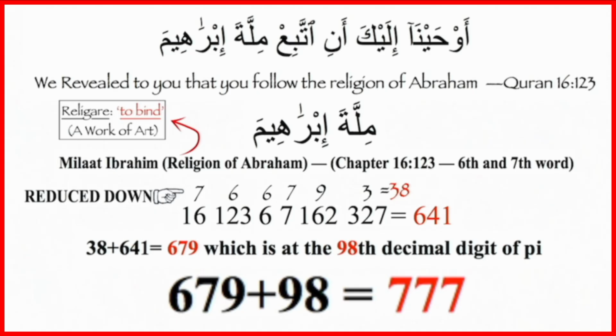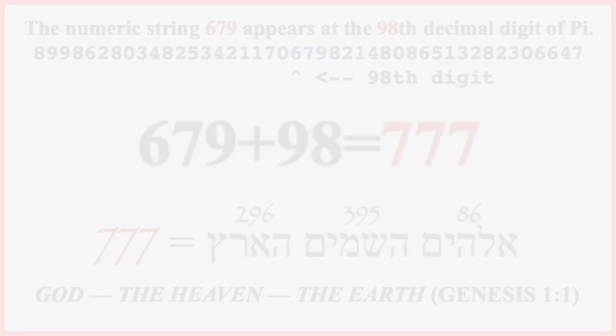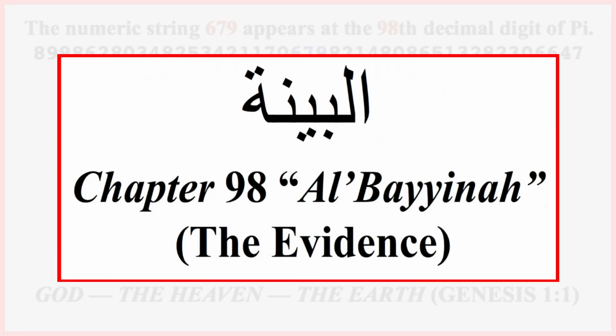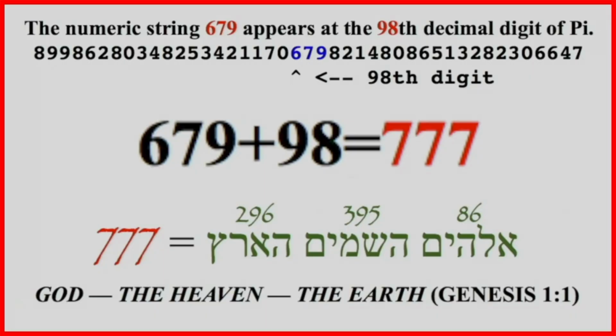These specific numbers reduced down equals 38. Make them whole, 38,641. 38,641 chapters and verses of the Bible and the Quran combined. 38 plus 641 equals 679. 679 is at the 98th decimal digit of pi. The 98th chapter of the Quran is called Al-Bayina, the evidence. 679 plus 98 equals 777.